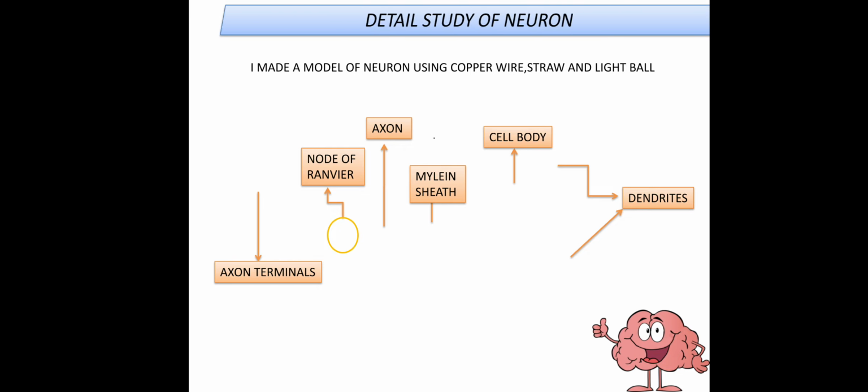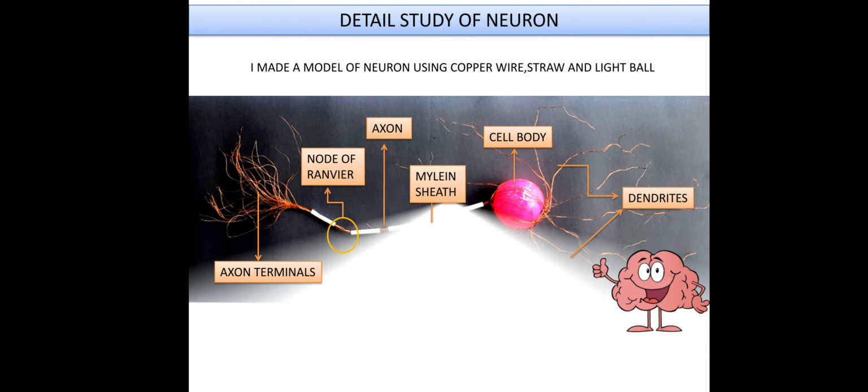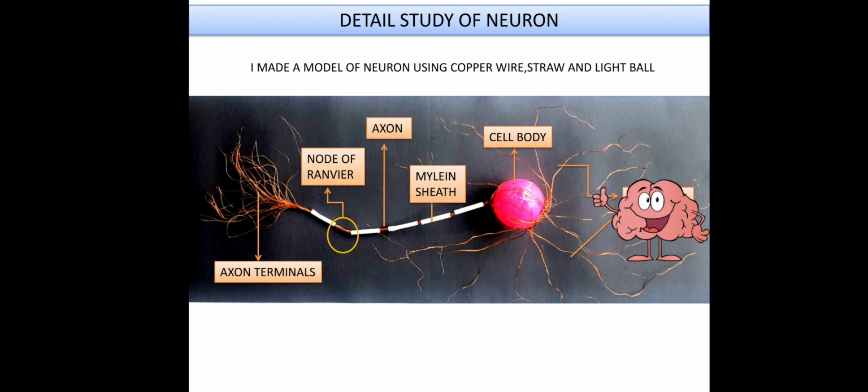I have used copper wire from electric wires as axon and dendrites, a straw as the myelin sheath, and the cell body was made out of a ball with an inbuilt light to replicate the effect of a synapse with flickering light. The brain contains around 85 billion neurons. Now a neuron is a nerve cell and is the primary functional unit of the nervous system.